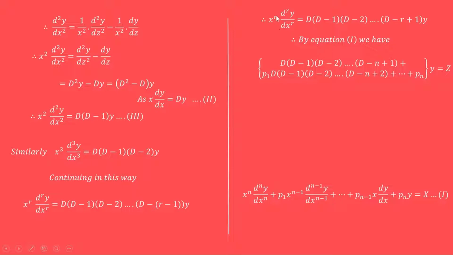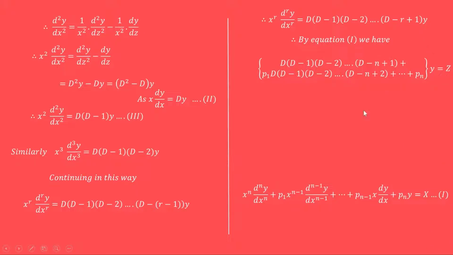So put here r is equal to n minus 1. So we get P1 into D minus 1, D minus 2, continue like this, D minus n minus 1, means n plus 1, and then plus 1 means it is n plus 2. Continue in this way, put value of x dy by dx, which is Dy, and then in last term we get Py. Take out y as a common, and so we get this is equal to x.